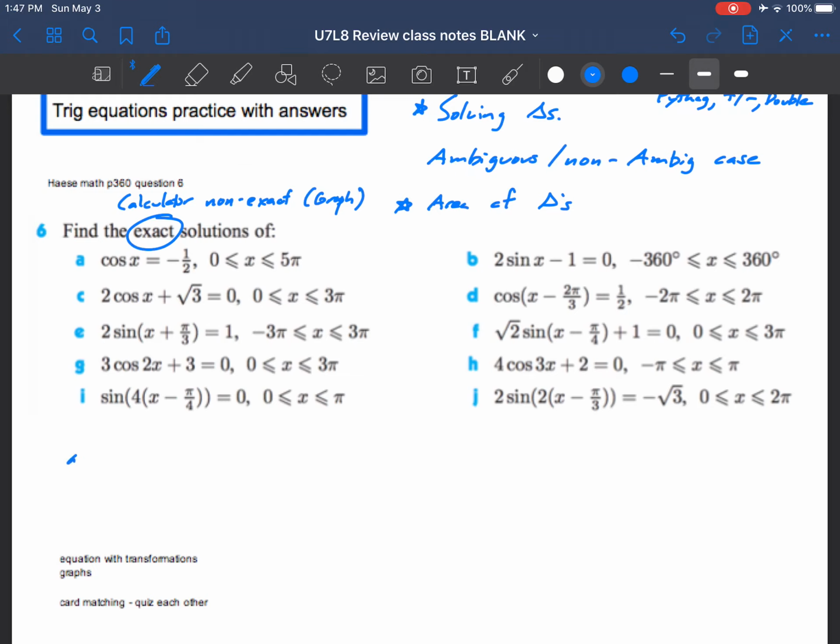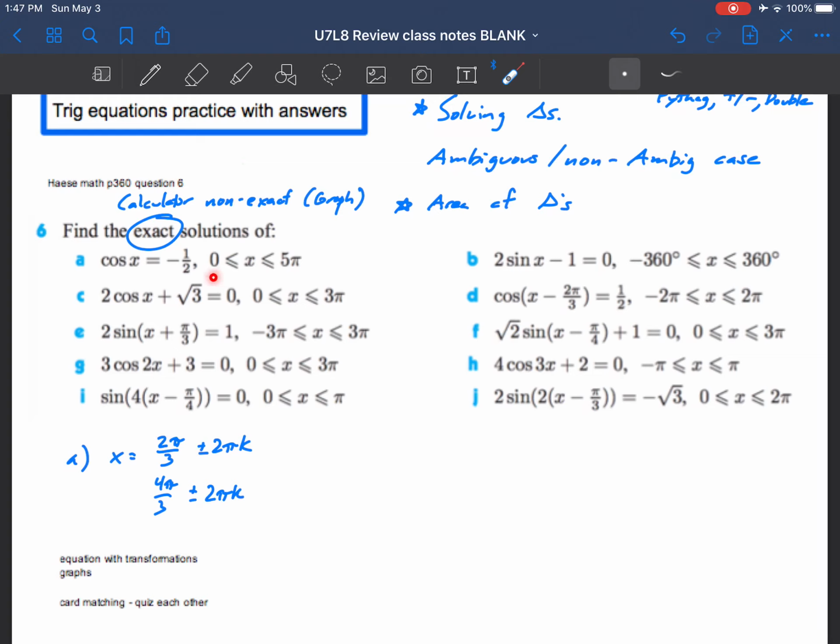Okay, so here we go. Question A, cosine x equals -1/2. Well, geez, that's just unit circle. So x is going to be either 2 pi over 3 plus 2 pi k, or 4 pi over 3 plus or minus 2 pi k. 2 pi over 3 is in quadrant 2, 4 pi over 3 is in quadrant 3. The cosine is negative in both of those. This is a general solution.